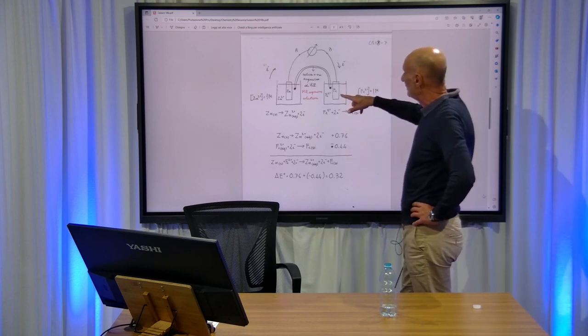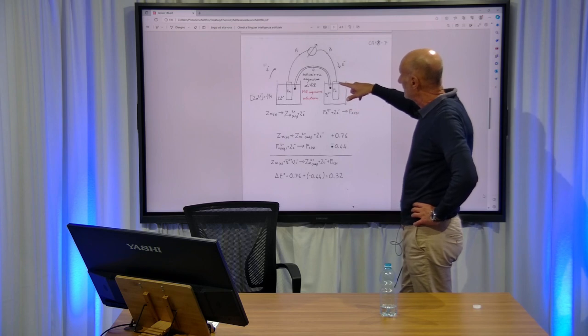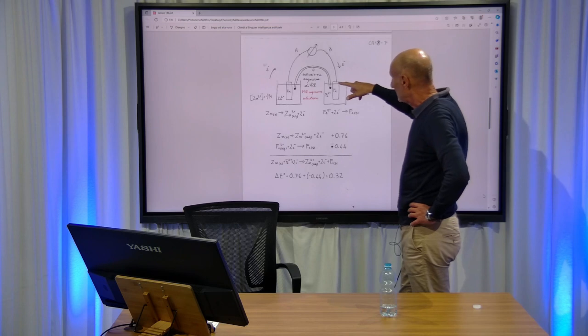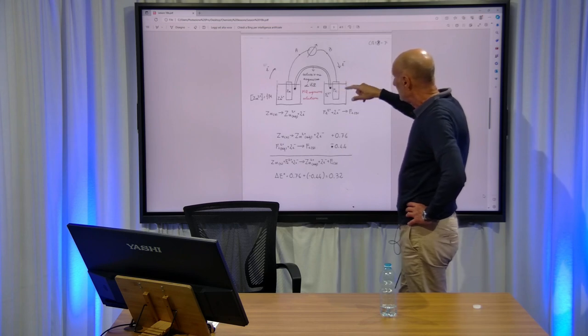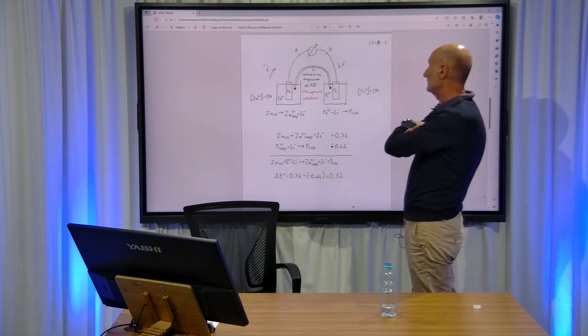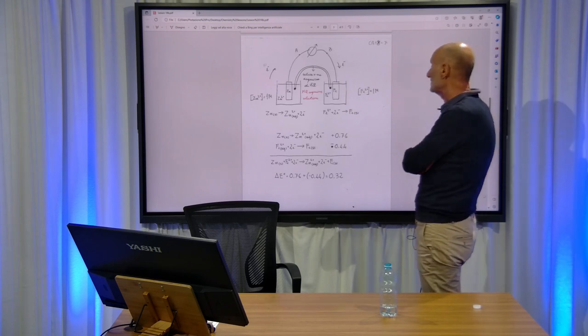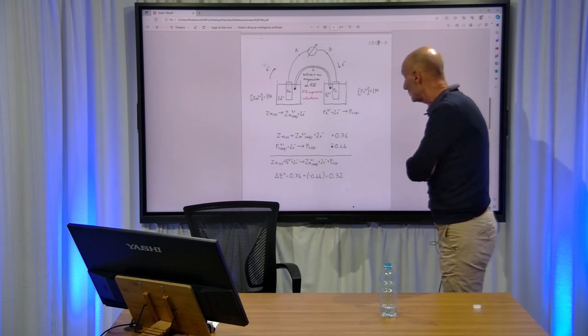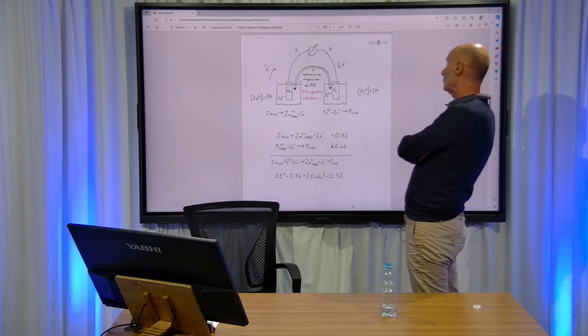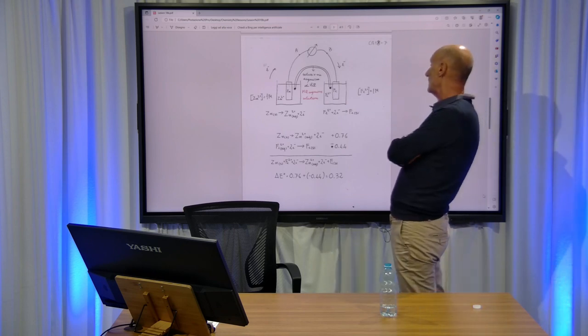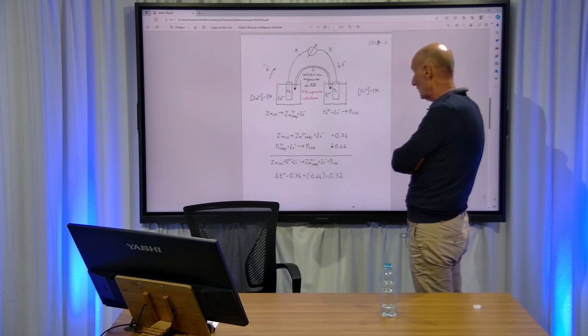Then we have a Fe plate, metallic iron plate, dipped into a Fe plus 2 ion solution, and the concentration of the iron ion is always 1 molar.